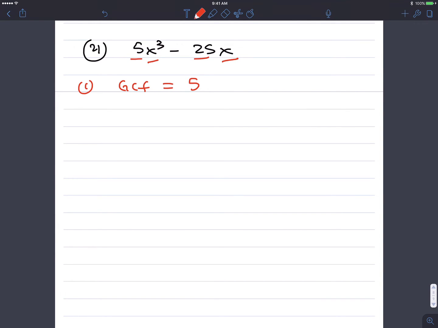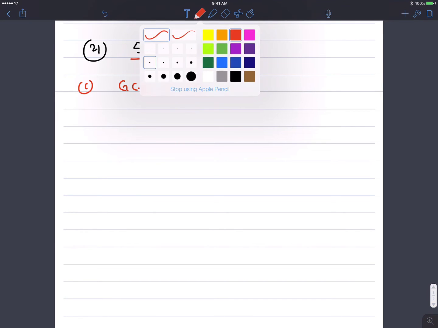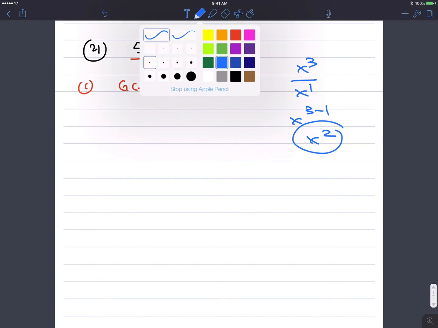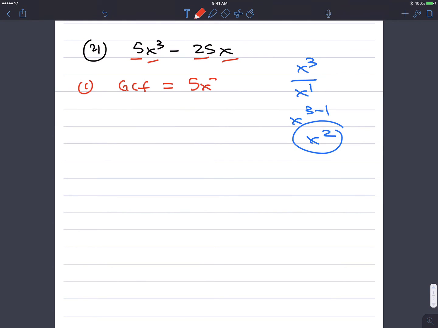Is that just x? Let's double check. X cubed divided by x to the first power. X to the 3 minus 1. X to the second power. So your GCF here is going to be 5x squared. Okay, you guys okay with that one? You guys got lulled into thinking the GCF will be just an x.